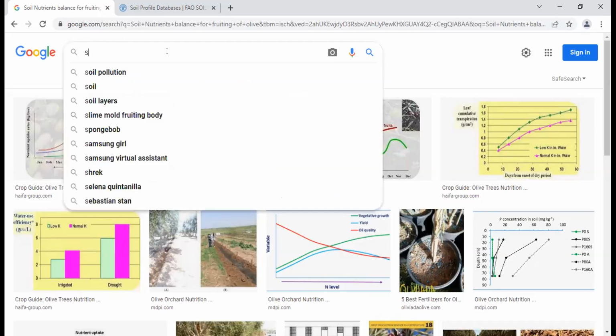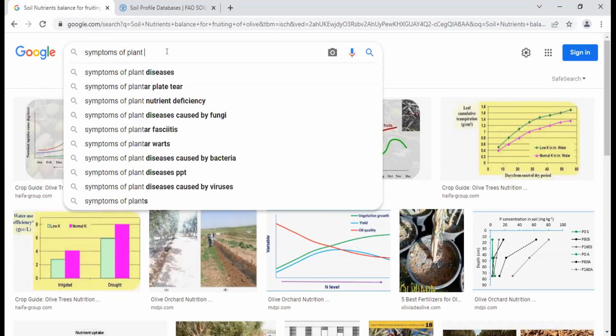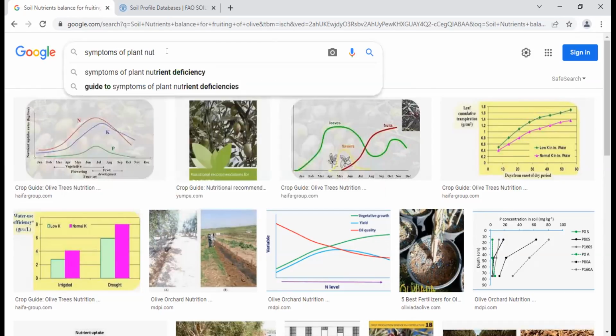We will try to see also symptoms of plant nutrient deficiency. We can raise.